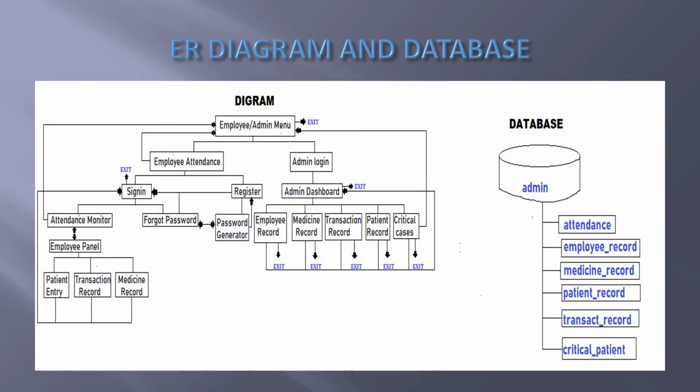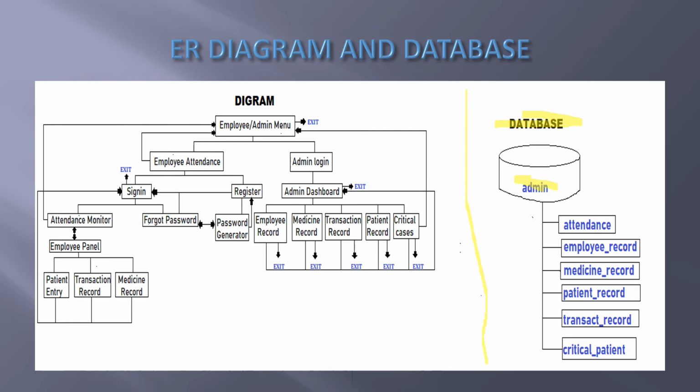Actually, this is the ER diagram of the database and application. It explains each and every panel which I had explained in previous slides, their functions and all. It shows that information in the form of a flowchart. As we can observe here, a database admin is there, in which these tables are created. So these tables are shown here.